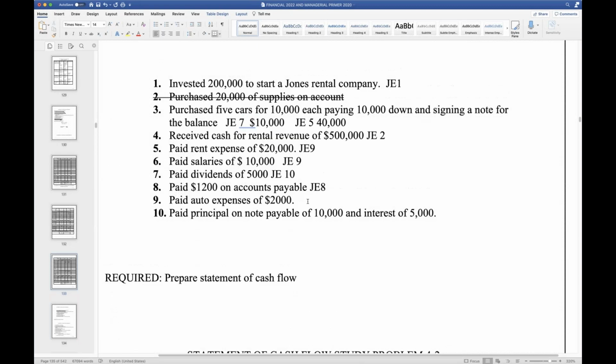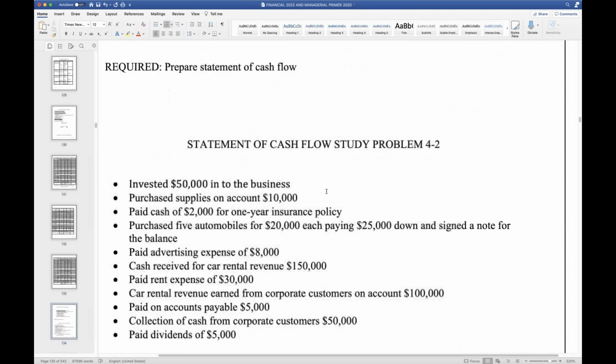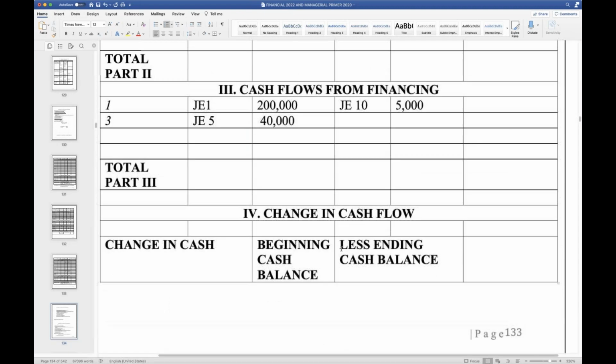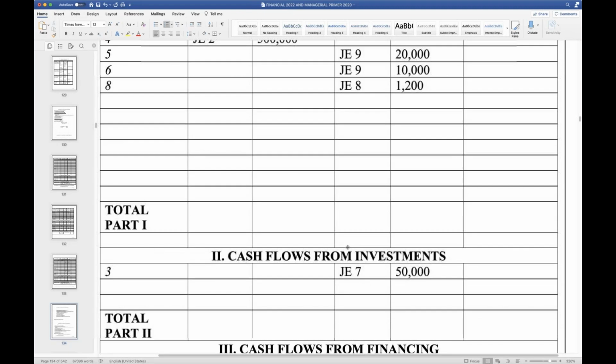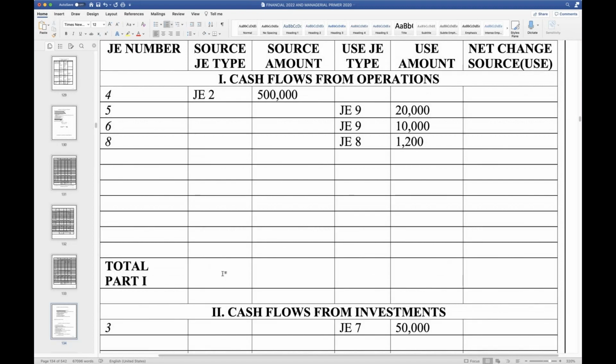What type is that? That's journal entry 9. So where's that gonna go? It's gonna go a use type. Use where? Operations. Already got some 9s there, so okay, 9, and that was 2,000, correct? Yes.